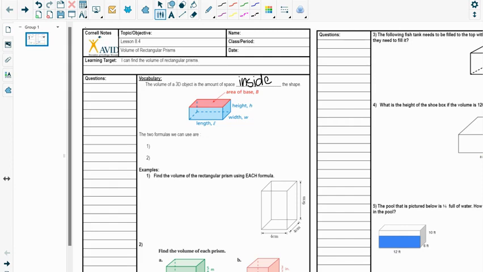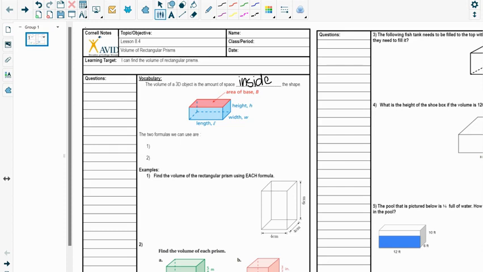Okay? Or a sandbox. Surface area would be how much wood it takes to make up the sides of a sandbox. Volume would be like how much sand fits inside. Okay? So we are talking about the amount of space inside a shape. There's two different ways that we can calculate volume.